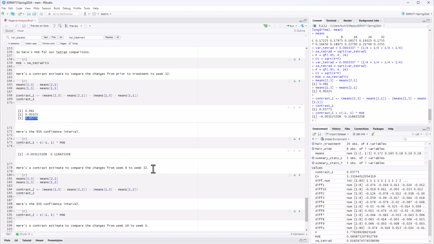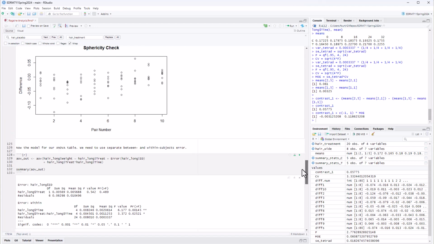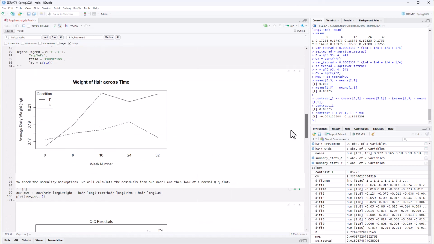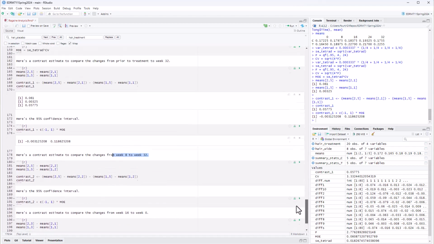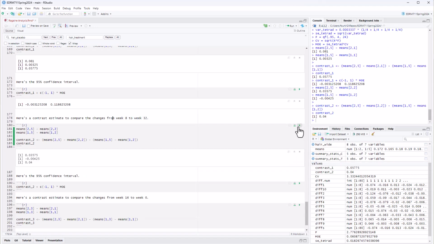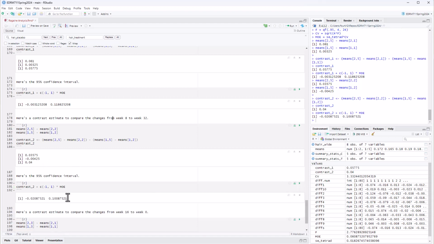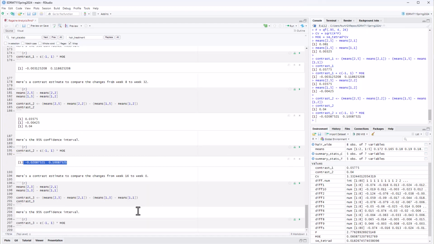Let's look here now. I'm going to compare week 2 to 32. Let's go ahead and look at week 2 to 32. And what we see is Rogaine by week from week 2 to 32 a gain of 0.03575, and a little bit of a loss for the placebo group, meaning a difference in favor of Rogaine of 0.04. But again, my confidence interval turns out to be too wide.